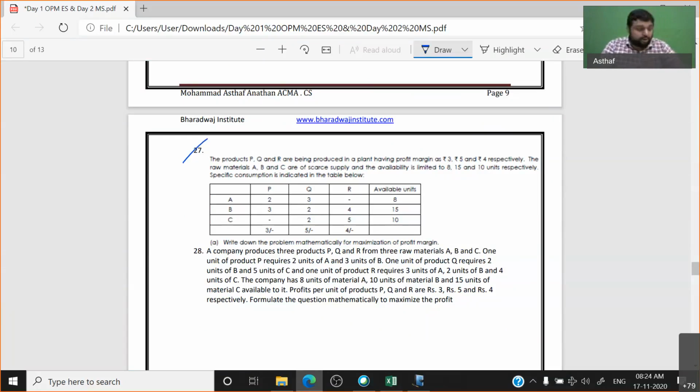There are three products P, Q, R, with profits 3, 5, 4. So here the case is profit, so our objective will be maximization. The raw materials A, B, C are in scarce supply. The availability is limited, which means you won't get beyond this. Specific consumption details are given. Write out the mathematical formulation for maximizing the profit.